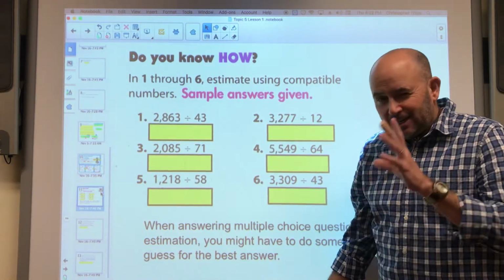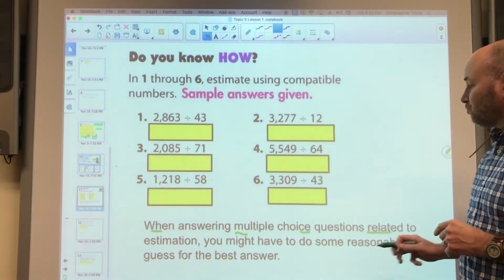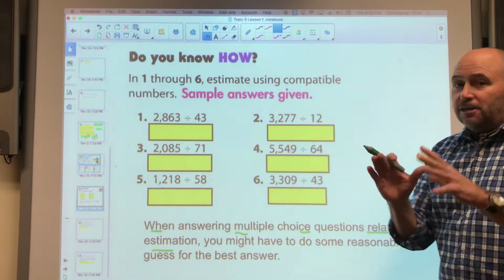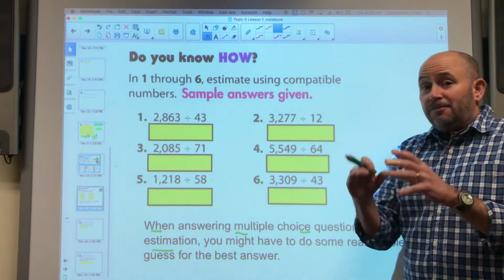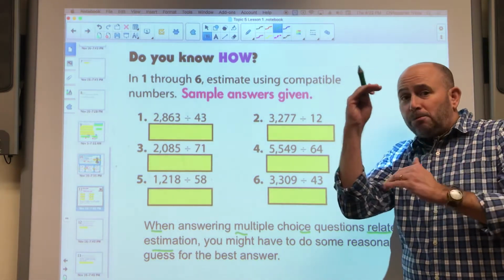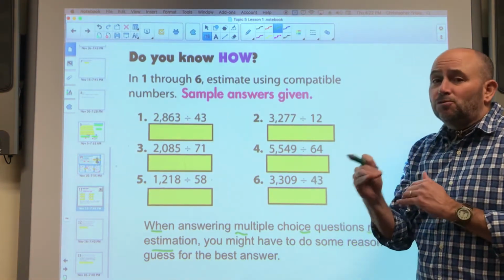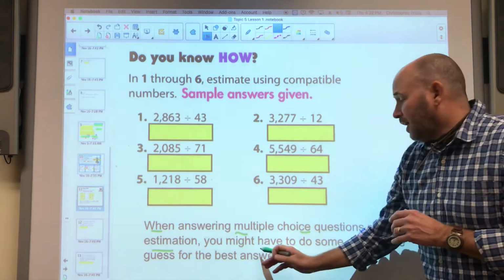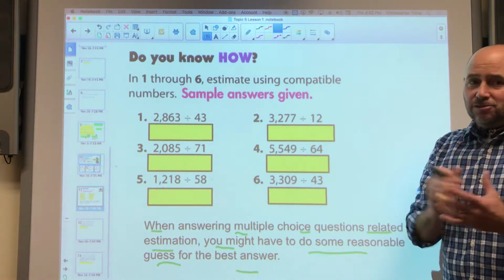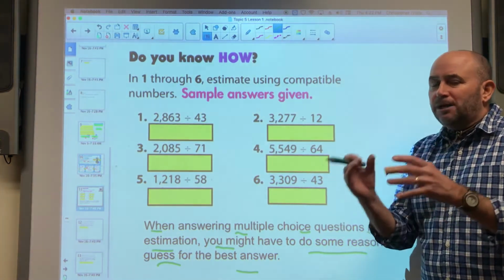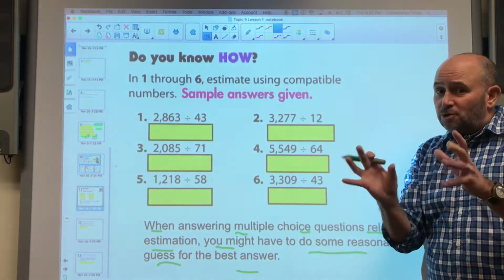Now, something you need to remember when answering multiple choice questions related to estimation. When you take the PSSA or other multiple choice tests and they have an estimation question, you're going to get multiple estimates, and you might not estimate or round the same as the mathematicians who wrote the test. So you might have to do some reasonable guess for the best answer, based on your estimate and what the mathematicians thought was a good estimate. So that's where it gets tricky.